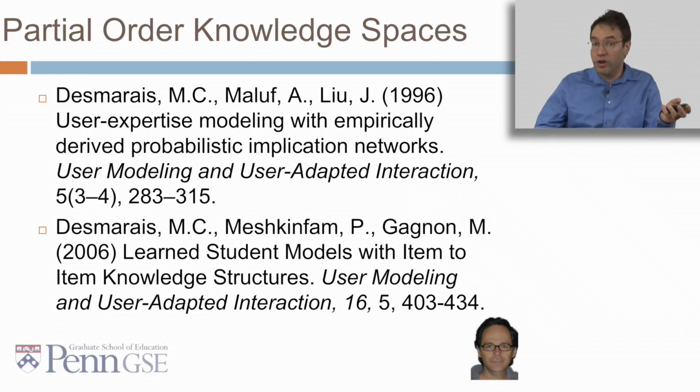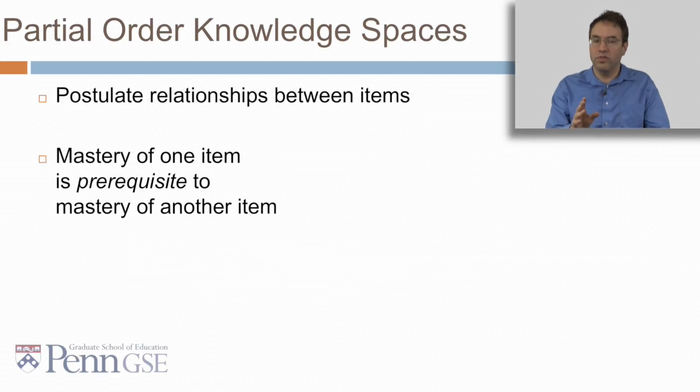Now, one approach that gets past this limitation is partial order knowledge spaces. Partial order knowledge spaces, or POCs, postulates relationships between items wherein the mastery of one item is prerequisite to the mastery of another item. In other words, in order to master A, you first have to master B. In order to master multiplication, you first have to master addition.